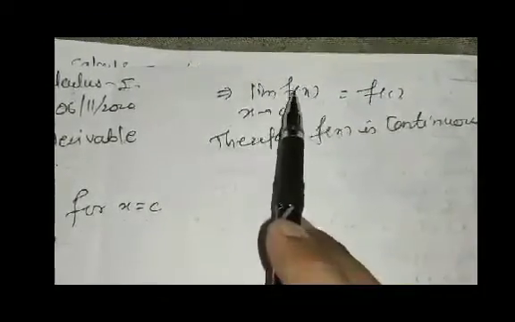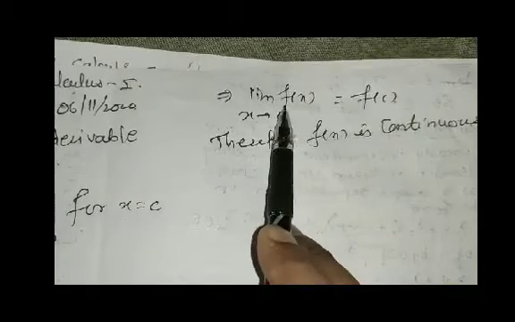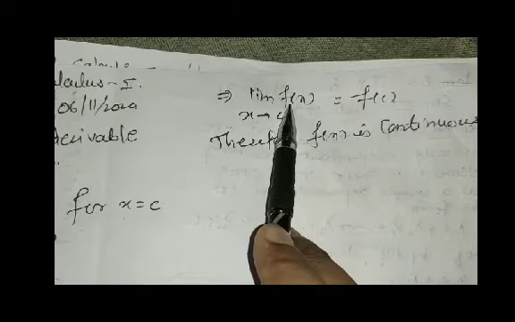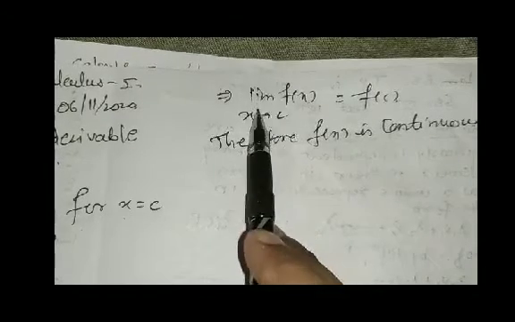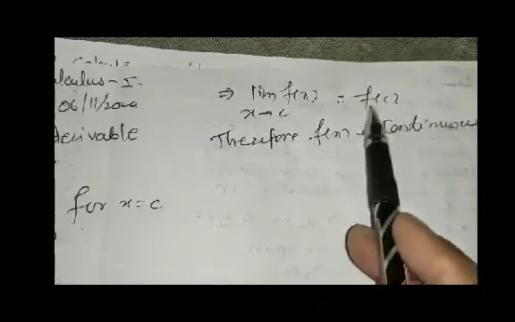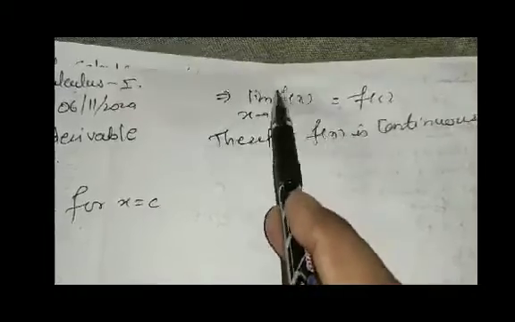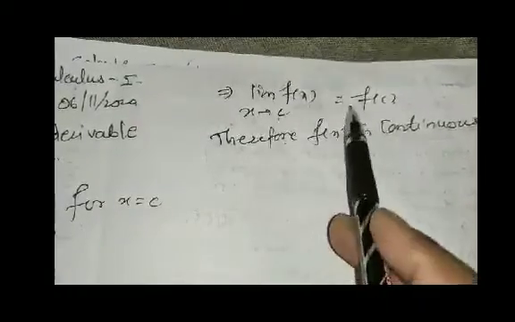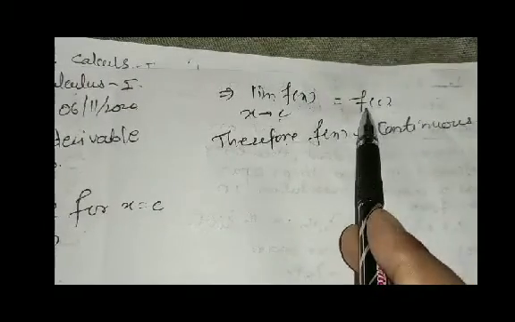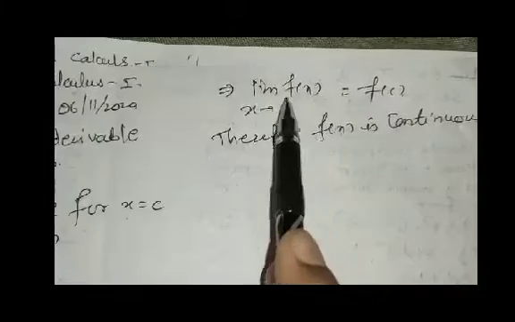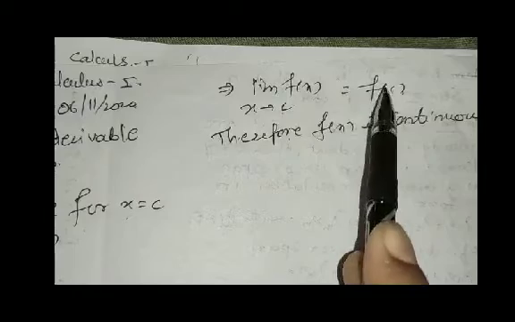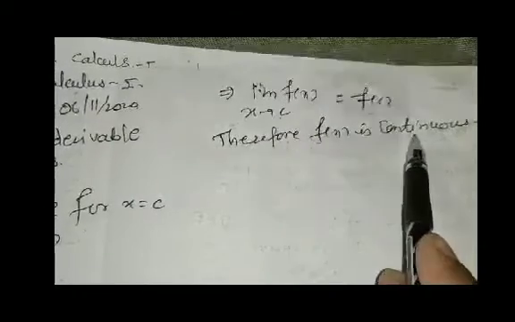So f was a derivable function at x equal to c, and here we found that the limit of f of x as x tends to c is nothing but f of c, and this is the definition of continuity. The limit of the function f of x as x tends to c is nothing but the value of the function at x equal to c, that is f of c. Therefore the given function f is continuous.